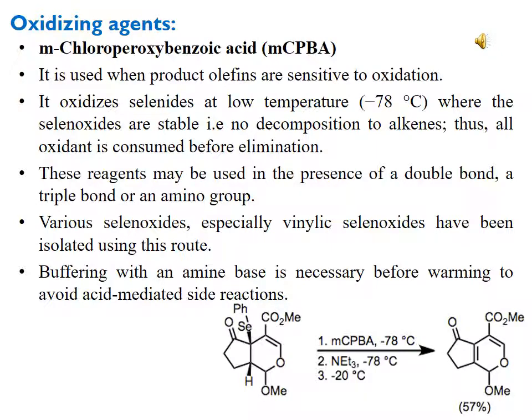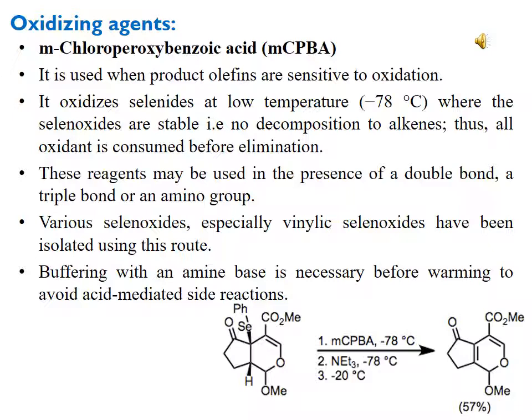The third oxidizing agent which can be used for this conversion is metachloroperoxybenzoic acid, MCPBA. It is recommended when the formed olefin product is sensitive to oxidation, that is, it may be oxidized further as a side reaction. So in that case, MCPBA is used. It oxidizes selenides at a very low temperature of minus 78 degrees C. This is the temperature where the selenoxides are stable, that is, they are not easily decomposed into alkene, and thus all the oxidant used is consumed for the conversion of selenides into selenoxides before elimination.